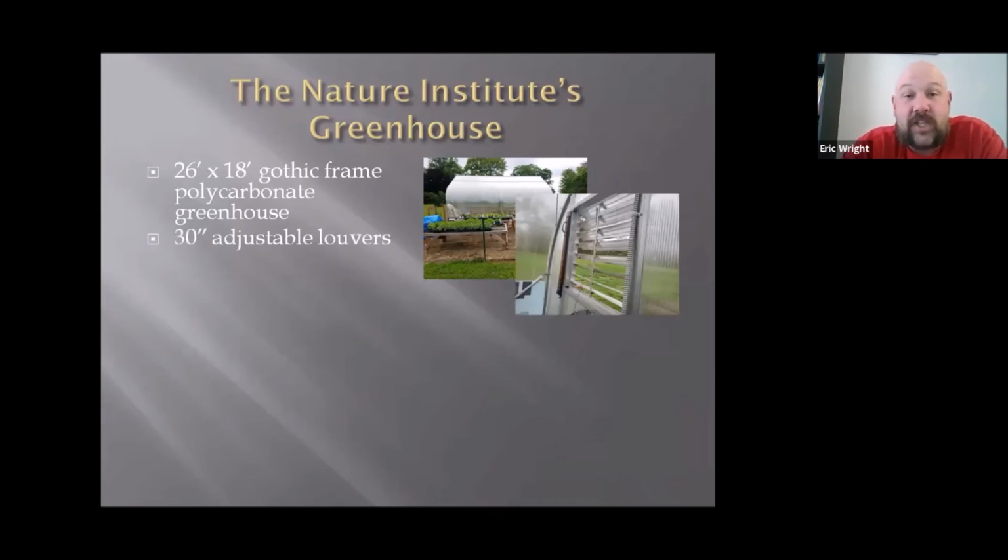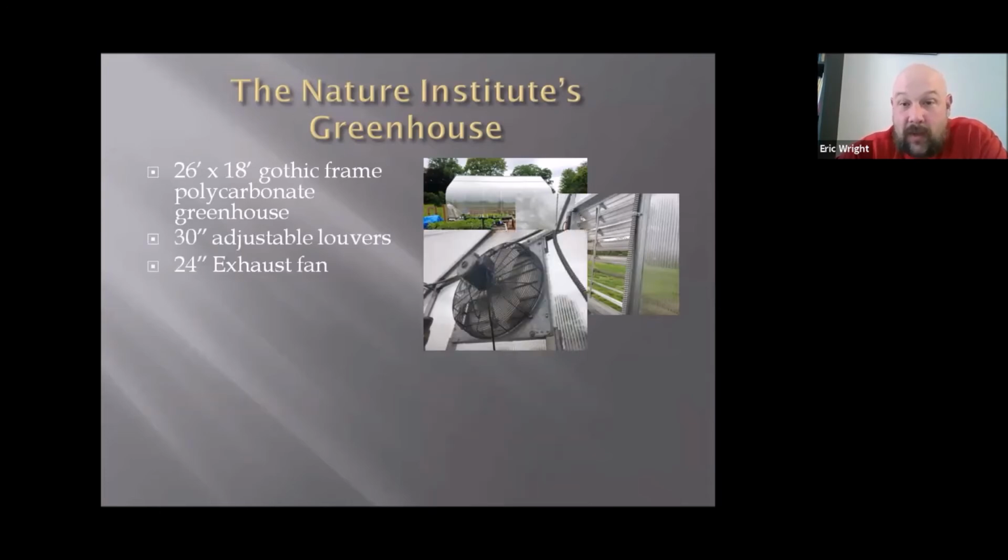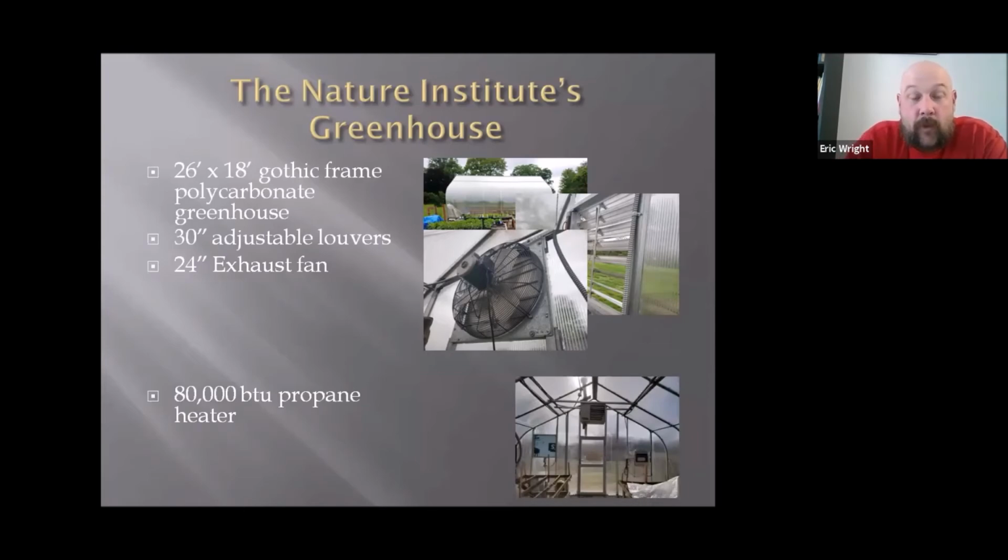Built into our greenhouse is a 30-inch adjustable louver. It opens and closes on the thermostat. We also have a 24-inch exhaust fan, which operates on a thermostat. This helps us keep it cool inside the greenhouse because those greenhouses will heat up pretty quickly, especially on a day with full sun.